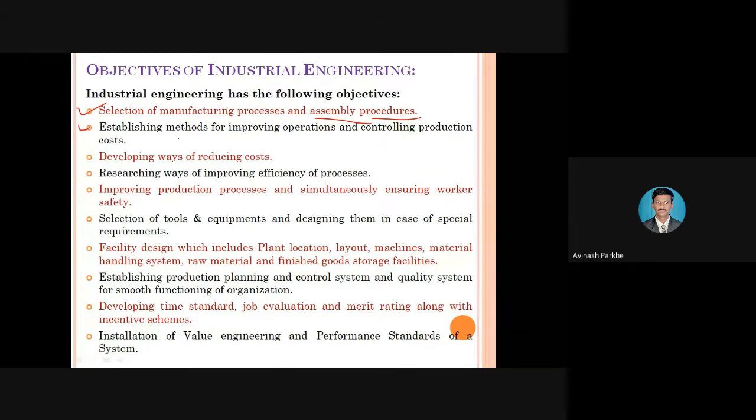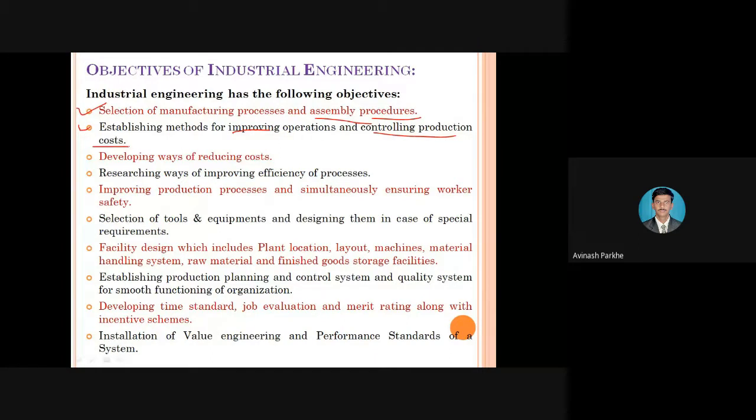Then the second one, establishing the methods for improving the operations and controlling the production cost. Improving the operations means in minimum time, I obtain the maximum products, or with the minimum input resources, meaning man, machine, material, capital investment, energy, workers. That means with a minimum number of inputs, if I achieve the maximum output, then I can say that my operations are increasing, but at minimum production cost.